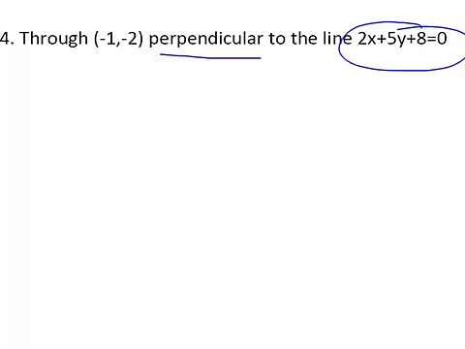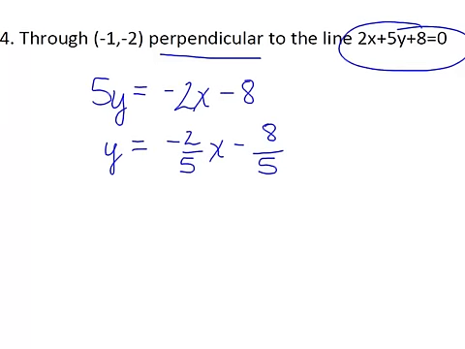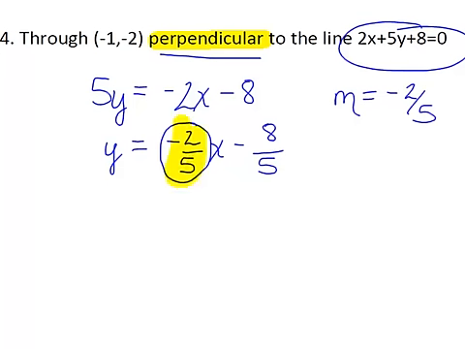Now, I'm going to do this a little quickly, so you can stop the video and slow down if you'd like to. But I'm going to solve this equation for y so I can find the slope. So I solved this equation for y, and I found out that the slope of this line is -2/5. Remember, this problem said that they wanted it perpendicular, so I'm not going to use -2/5.